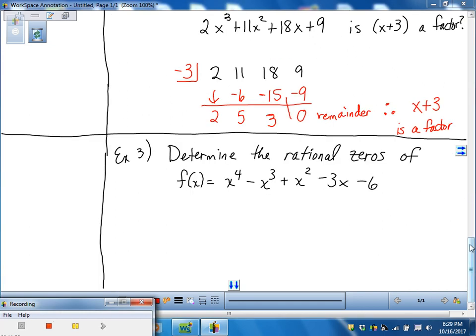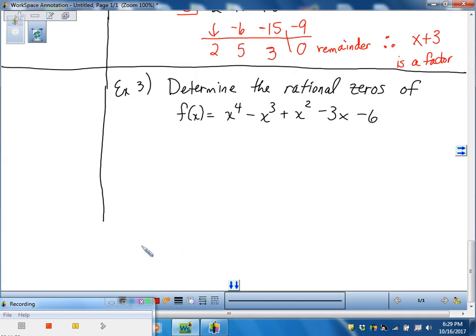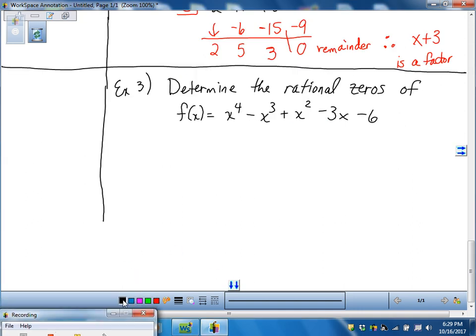Okay, example number 3. Determine the rational zeros of f of x equals x to the 4th minus x cubed plus x squared minus 3x minus 6. Now, as we've been working through these problems, many of you have recognized that factoring is sometimes difficult, especially when you have an exponent to the 4th power. So what we want to be able to do is break this down until we can get it to a quadratic, where it's just got an exponent of 2, and then that makes the factoring a lot easier.